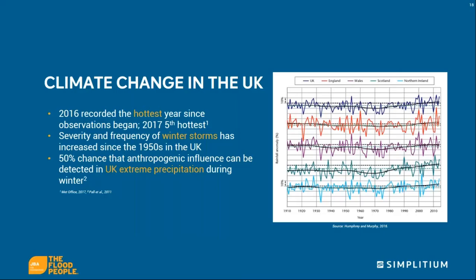Now, this is obviously a presentation about the UK, so what influence will that have on climate change in the UK? Climate model simulations do project warming to continue over the UK, increasing moisture within the atmosphere and leading to more frequent rainfall extremes and flooding. I've put on a few stats there just for information for you, and I'd like you to take note of the first one, that 2016 recorded the hottest year since observations began. 2017 was the 5th hottest.